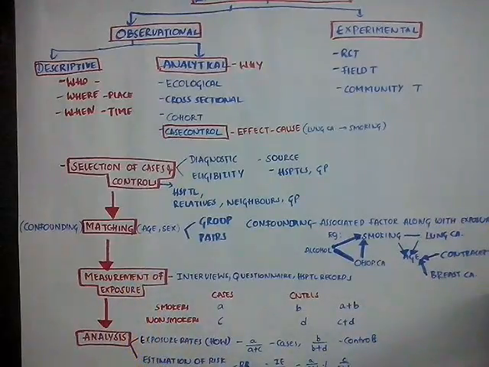Coming to matching. Matching is a process of selecting controls so that they are similar to cases in certain characteristics like age, sex, race, socioeconomic status and occupation. That is, we are selecting the controls similar to the cases in certain characteristics.